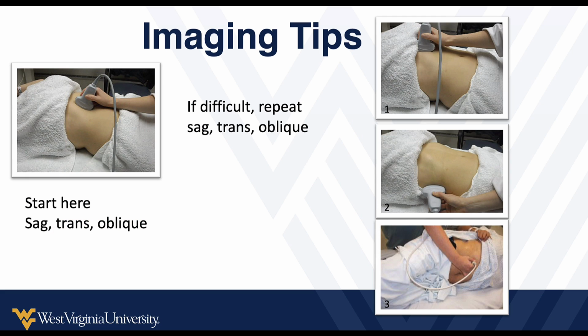And again, just kind of showing how I like to start this. I like to start in the midclavicular subcostal region, and if I find what I'm looking for, then always look in sagittal, transverse, and oblique views. If that's difficult, then I may go above the costal margin in the midclavicular line, and then lastly, I may try from the patient's side, basically somewhere in the mid, anterior, or posterior axillary line, and then lastly, I may roll the patient into the left lateral decubitus position.